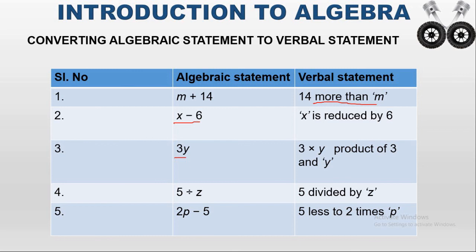Then 2p minus 5. First you have to write 5 less than 2 times p, that is, 2 is multiplied with p. So 2 times p or twice p. Anyway, you can write the verbal statement.